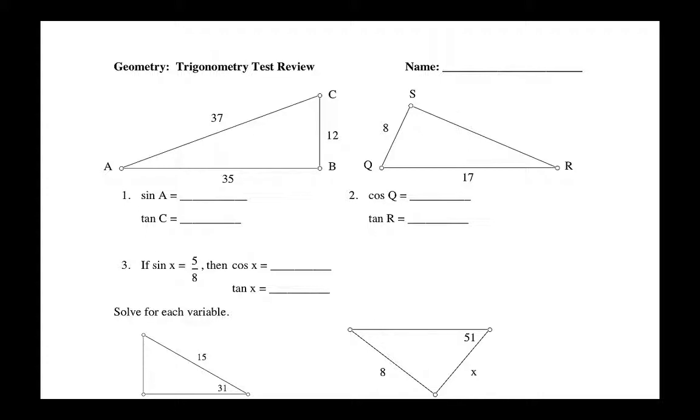So if I have a 12, 35, 37, that's a right triangle, and I want the sine of angle A, the sine would be the opposite side 12 over the hypotenuse, which in this case is 37. So it's just 12 over 37.